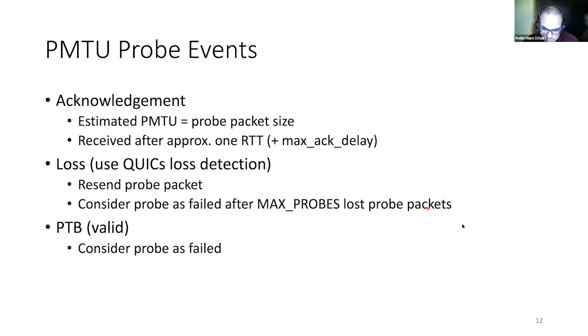If, on the other hand, QUIC's loss detection detects the loss of a probe packet, we resend the probe packet to be robust against loss due to other reasons. But we consider a probe as failed after MAX_PROBES lost probe packets. The MAX_PROBES is a constant from the PMTU framework, which is by default 3. We can utilize packet-too-big messages. If we get a packet-too-big message on a probe packet, we consider the probe as failed immediately.